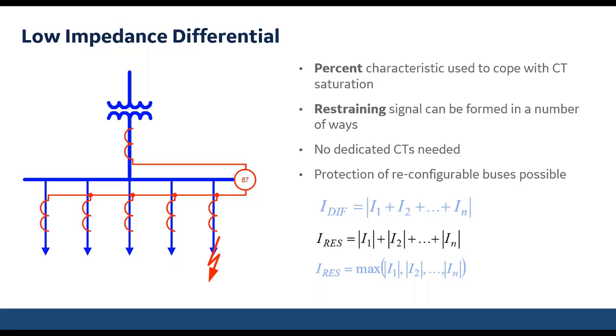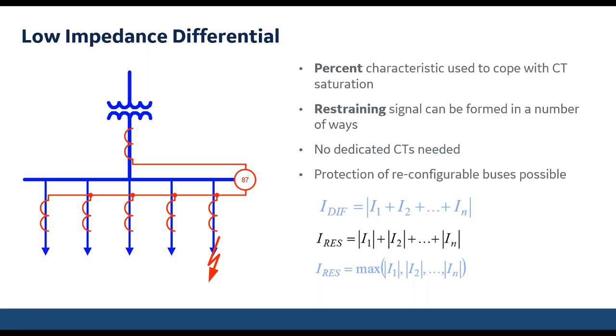So the last scheme that we introduced that we're going to talk about is called a low impedance differential. What the relay does, it's a percent differential relay, creates a restraining signal in addition to the differential signal and applies the percent characteristics or restraint characteristics. So this could be referred to as low impedance, percent characteristic differential, percent differential, restraint differential. All of those terms you can refer to as basically the same scheme.